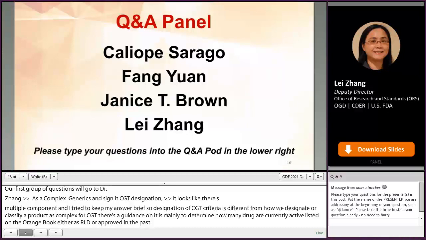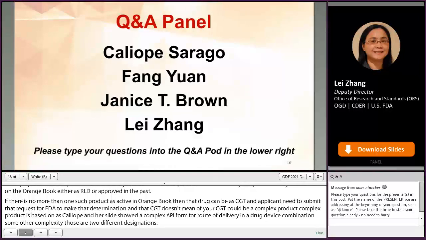So that's CGT, but it doesn't mean that if you're CGT, you could be a complex product. Complex product is based on, as Caliope in one of her slides shows, whether it's a complex API, dosage form, route of delivery, and whether it's a complex drug-device combination and some other complexity. So those are two different designations. So this question is probably more appropriate to send as a request for CGT rather than as complex, unless they meet other criteria for complex products. Thank you.